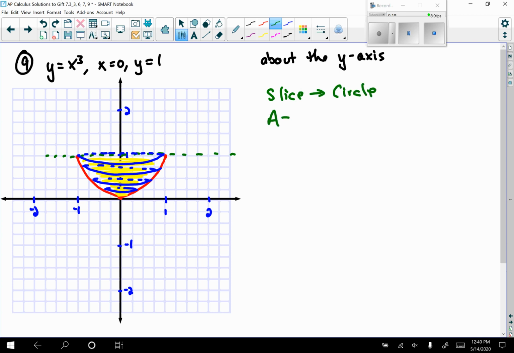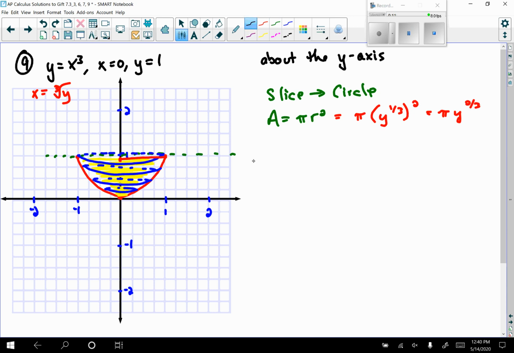But now the area, pi r squared, here each radius is going to be in terms of y. So if we reach out this way, we're going to get an x value. So we have to solve this as x is equal to the cube root of y, or y to the 1/3. So then this becomes pi times y to the 1/3 squared, or pi times y to the 2/3 rather.